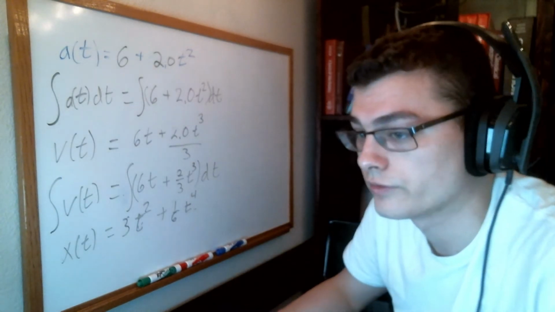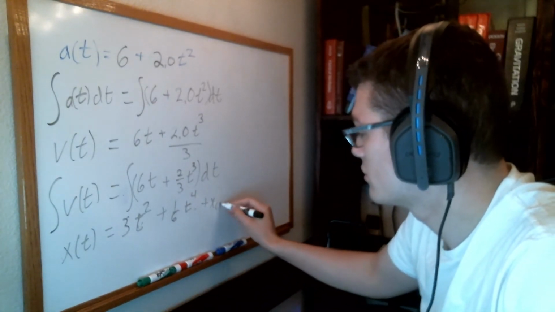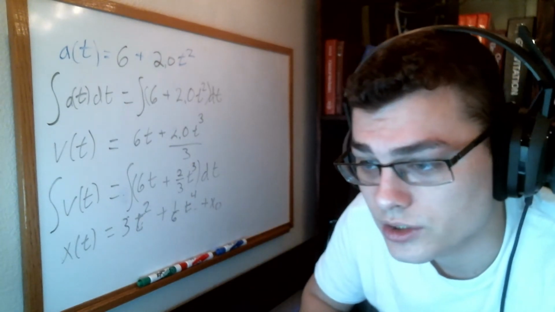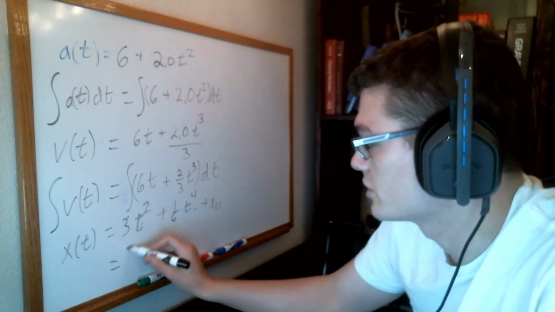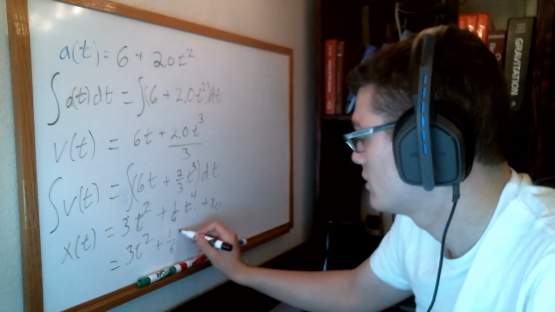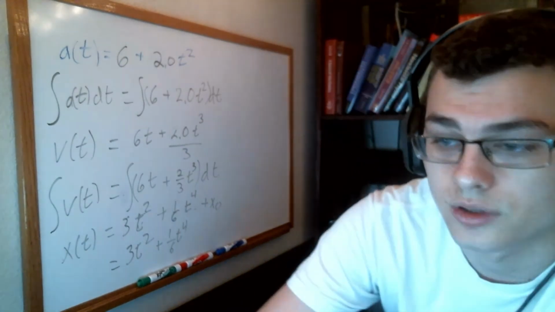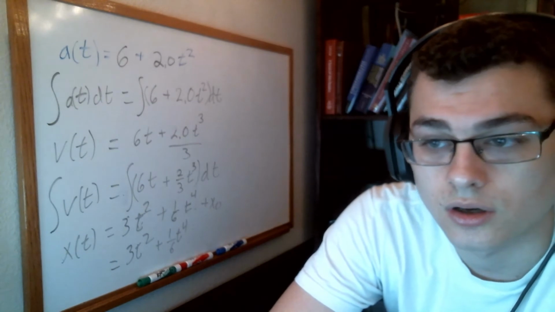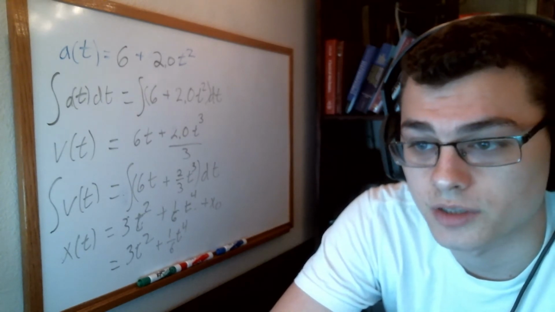We also have to add on our initial condition for our initial position. And so if we're given that the initial position is 0, then this is just equal to 3t squared plus 1/6 t to the 4th. And then there you go. You're given your functions of velocity and position from our acceleration function up top.